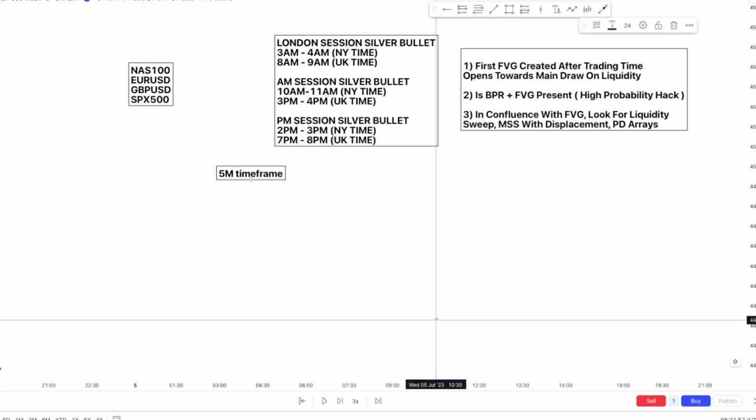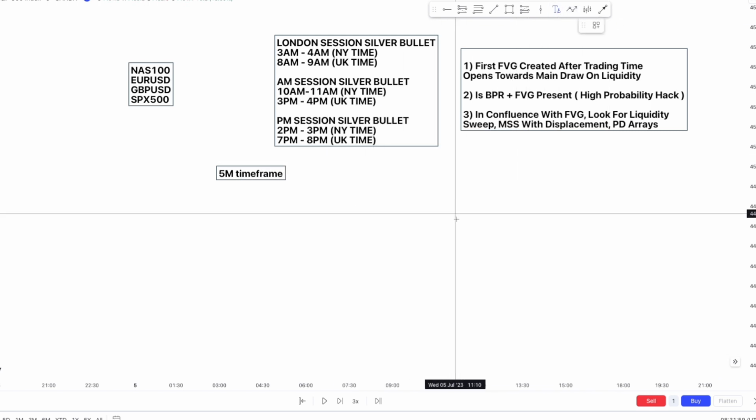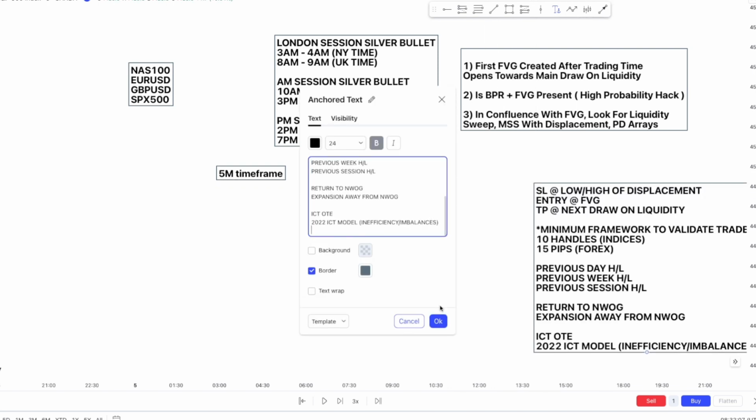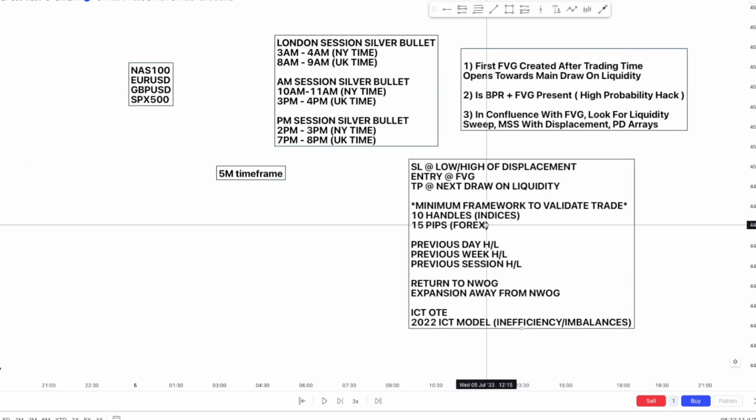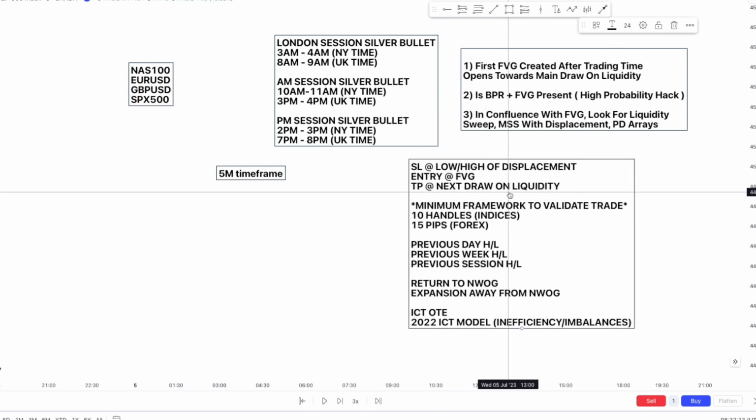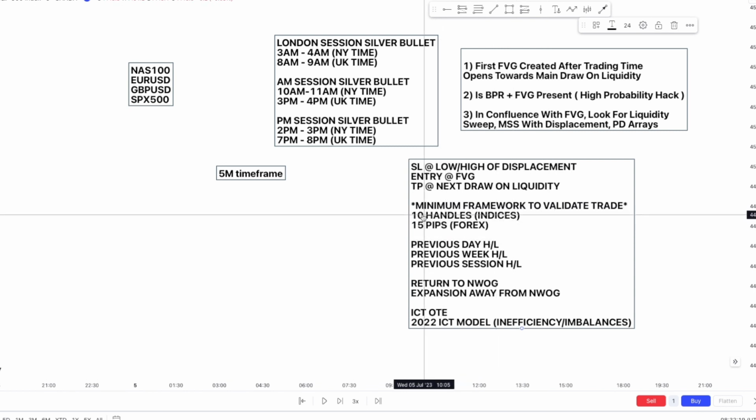And again, there are some more rules, like you have to put your stop loss and take profit at key levels. So for example, you can actually trade all of these. So right over here, as you can see, your stop loss is going to be above the high of the displacement. Your entry at the FVG, you take profit at the next draw on liquidity. The minimum framework to validate the trade has to be 10 handles on indices and 15 pips on Forex. I'll show you what I mean by that.